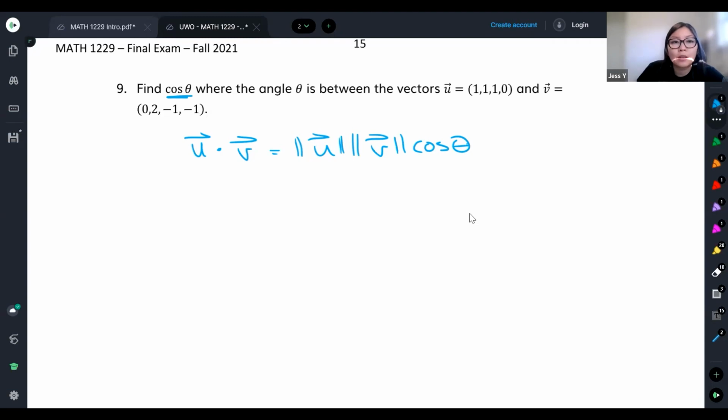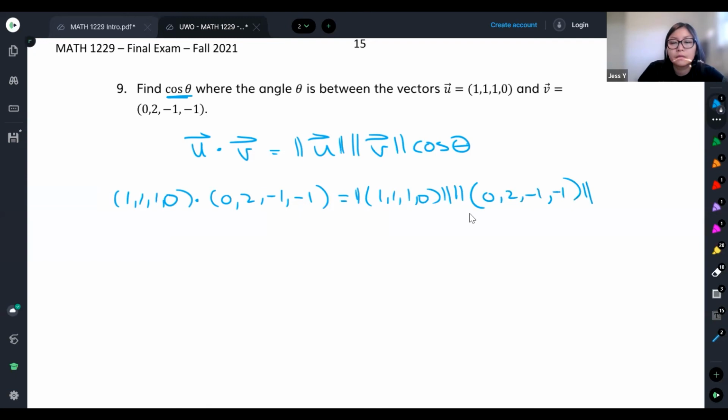So we first need the dot product. So that's 1, 1, 1, 0 dot product 0, 2, -1, -1. And that's going to equal the length of u times the length of v times cosine of the angle. And now apply your formulas, okay? Do that on your own. I'm going to write it out up here, but I want you to try it on your own, use the formulas, and you can check up here if you're stuck, all right?